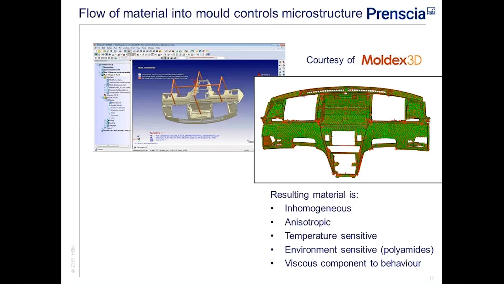On top of that, the materials tend to be pretty sensitive to the temperature, and some of them, for instance, polyamides, are very sensitive to the environment, the moisture content as well. And typically, behaviour is, in the fatigue regime at least, predominantly viscoelastic.